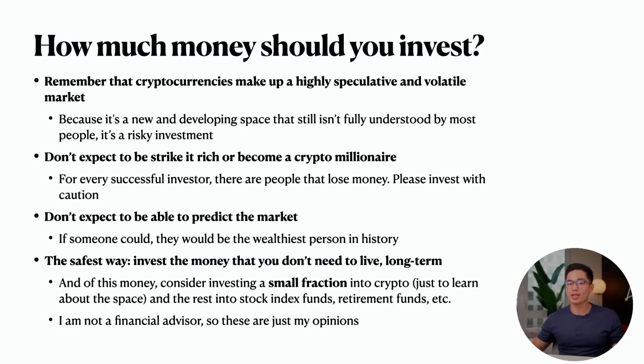If you're trying to time the market, that's probably really hard to do, because if you could time the market accurately, then you'd be the wealthiest person in the world. So no one can time the market. The safest way to invest is just invest your money into whatever crypto you believe in and leave it there long term. For most of you guys, I wouldn't recommend putting over 5 to 10% of your whole portfolio into crypto. The rest should be invested into index funds, stocks, real estate, other things like that. And I do want to remind you guys, I'm not a financial advisor, so these are just my opinions.